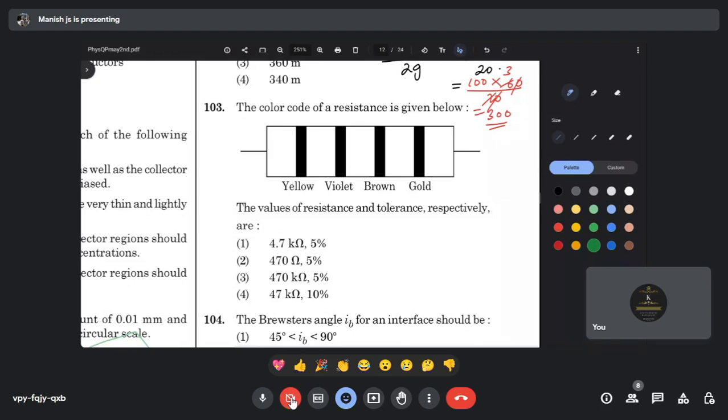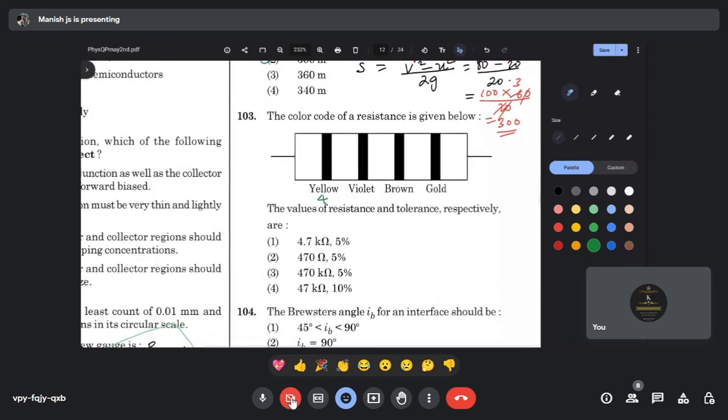So for yellow, what is the color? For violet, what is the color? Brown and gold. This is a four band resistor. So for a four band resistor, again you will have to know how to find out what is the tolerance. Option two. Okay, so how did you find option 2? Sir, yellow denotes 4, violet denotes 1, brown denotes 0, sir. Okay. Yellow denotes 4, violet denotes 7, brown denotes? 0. Brown denotes 0. Okay.